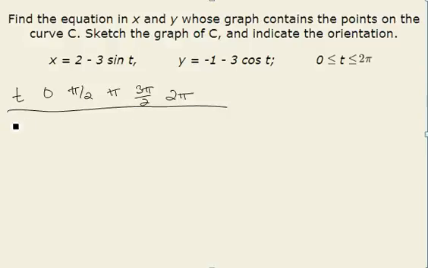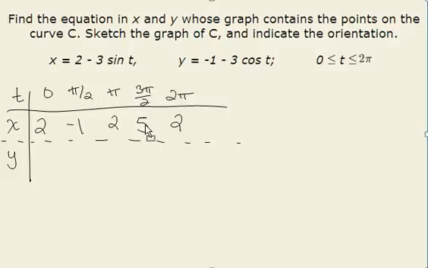We will look at both our x and our y values. Focusing on x, the sine of 0, the sine of pi, and the sine of 2 pi are all 0. So 2 minus 3 times 0 gives us 2. The sine of pi over 2 is a positive 1, so we'll have 2 minus 3, which is negative 1. Likewise, the sine of 3 pi over 2 is negative 1. Therefore, we'll have 2 minus 3 times a negative 1, or 2 plus 3, which gives us 5.